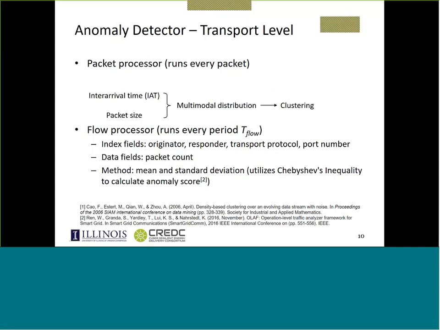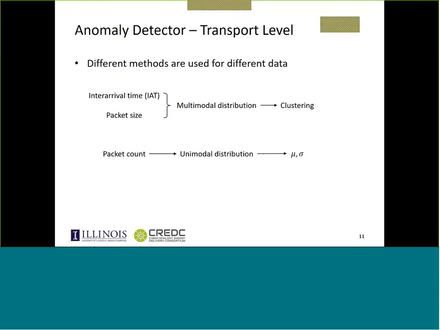So as I said, one of the design decisions we made is to apply proper methods to data with different characteristics. So here is an example. For the packet processor, the data fields are inter-arrival time and packet size, which usually follow a multimodal distribution. For example, considering the packet size, if you have a read request and also a confirmation, both between the control center and one of the field devices, they are both considered valid traffic, but they can have quite different packet sizes. So the inter-arrival time and packet size can follow a multimodal distribution.